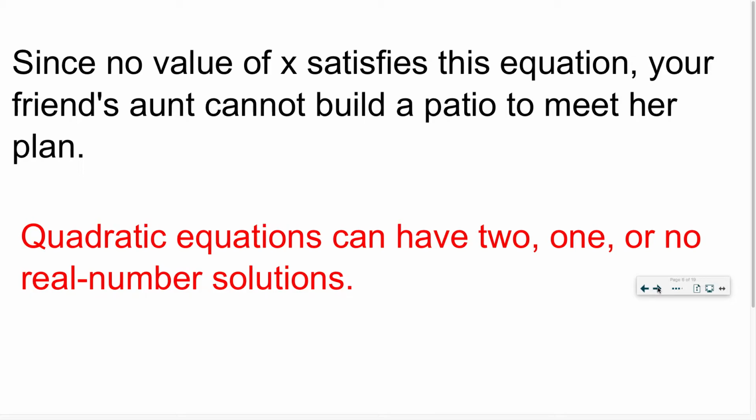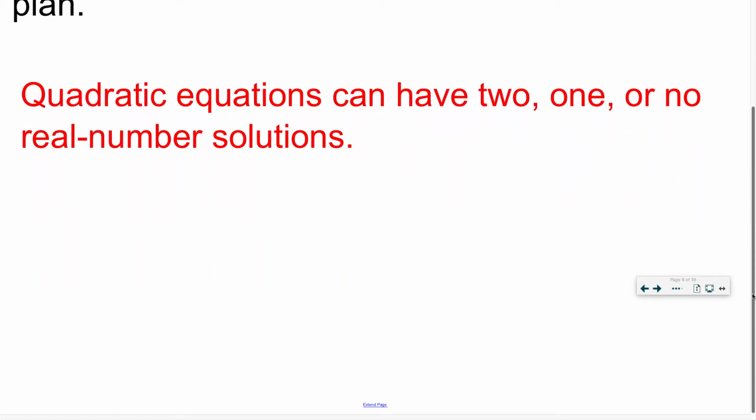So quadratics can have two solutions, one solution, or no solutions. We did talk about this earlier. What does a solution look like for a quadratic? Like, where do we see it in the graph? When our quadratic crosses the x-axis.